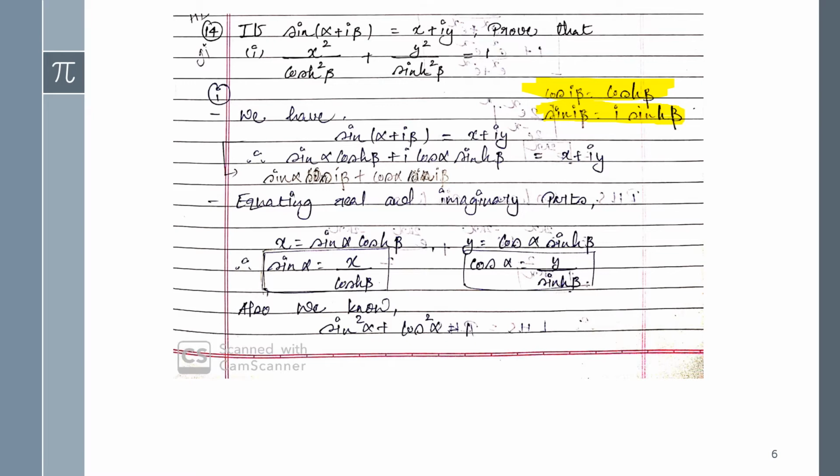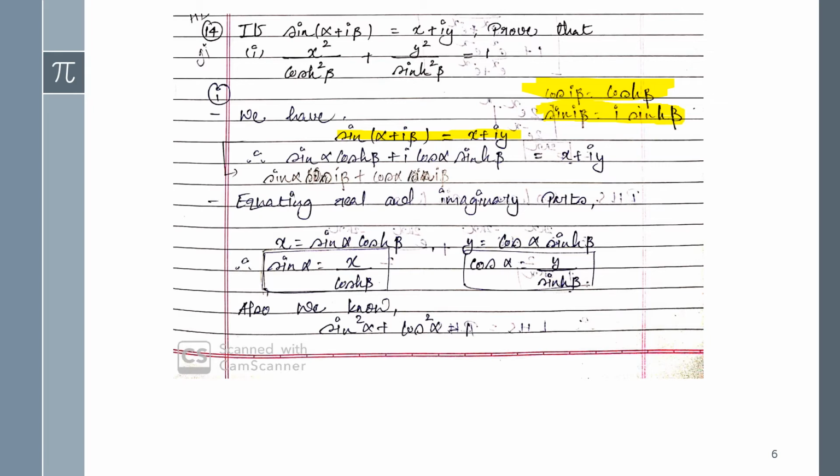And now see, we are going to start this example, and in the question it is given: sine of alpha plus i beta equals x plus iy. First of all, you know the value of sine of alpha plus beta, because we have already studied this in the 11th and 12th standard.